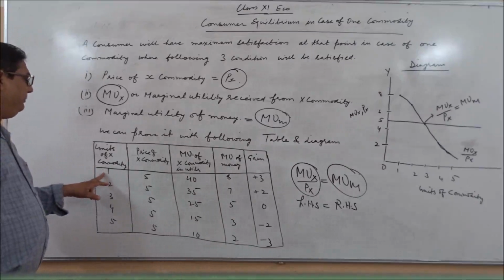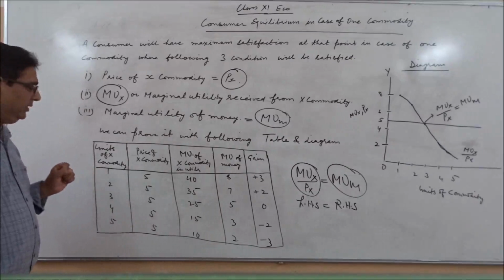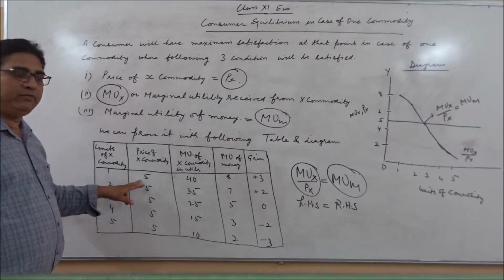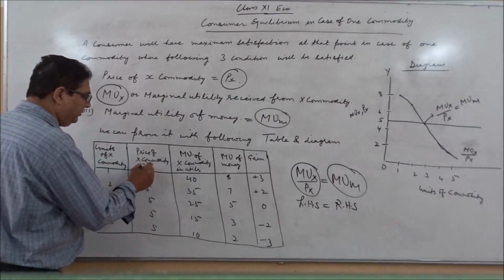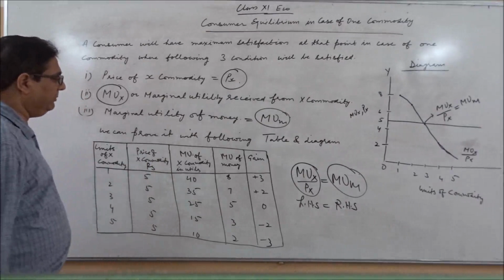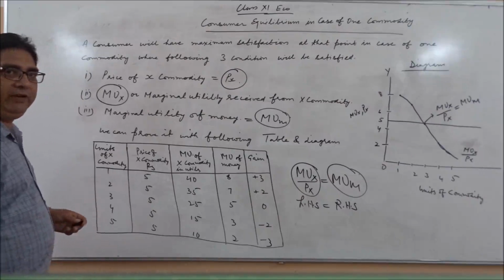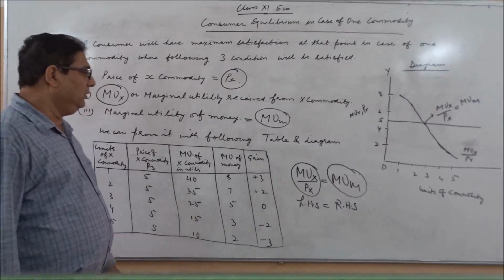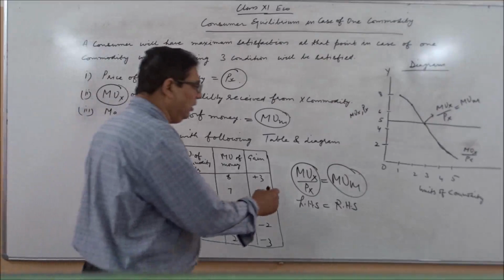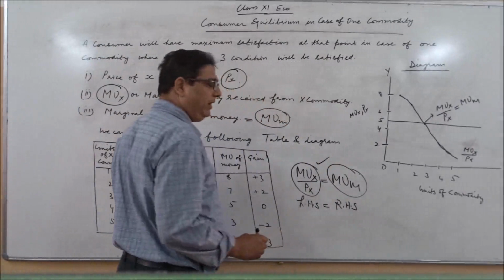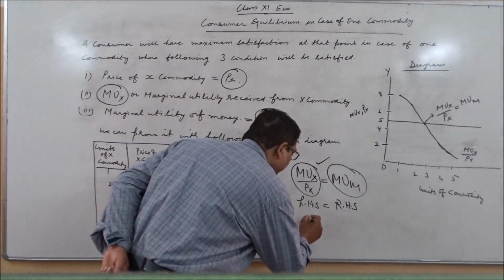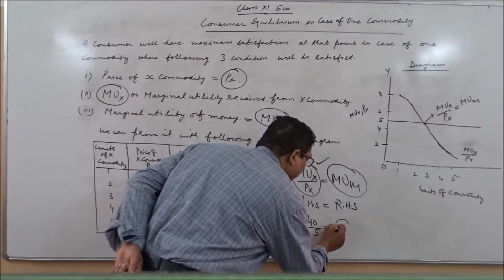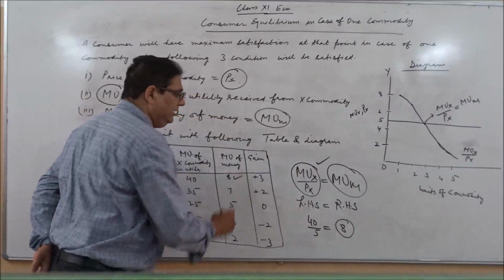When the consumer purchases one unit, the price of that commodity is rupees 5, and the marginal utility he is receiving from the use of that commodity is 40. Now we apply this formula. When we apply this formula, 40 upon 5 is equal to 8 MUM.